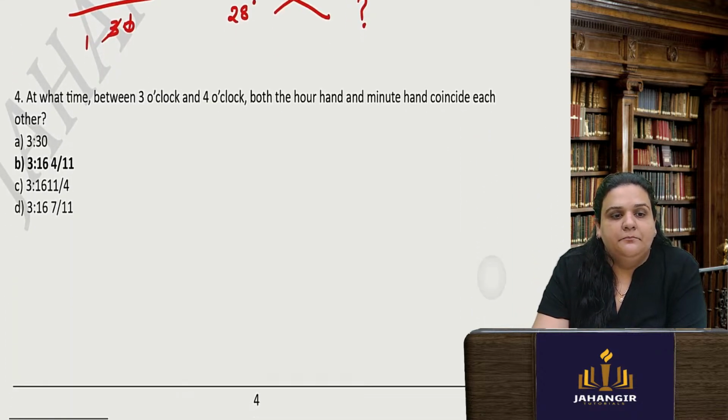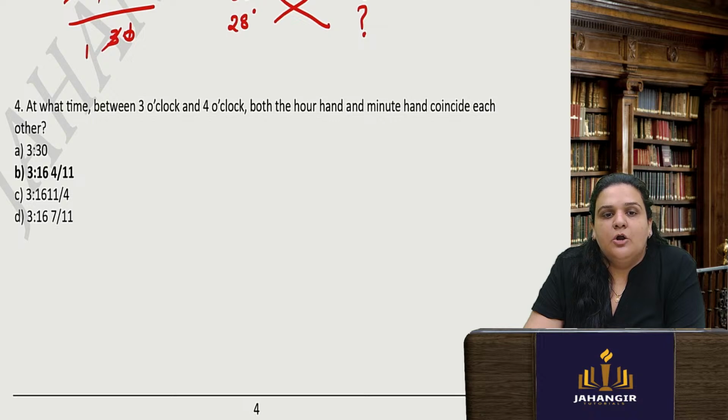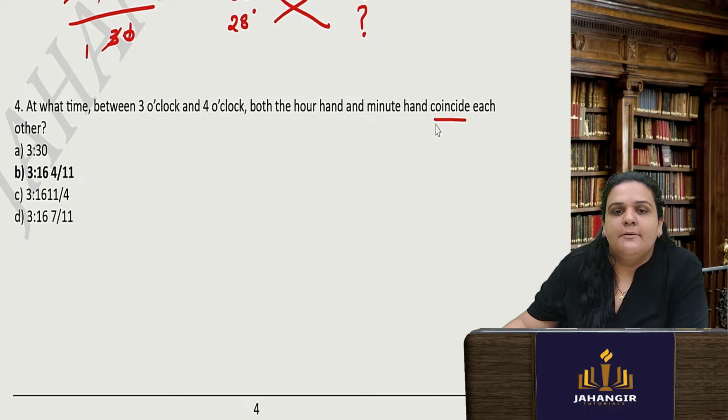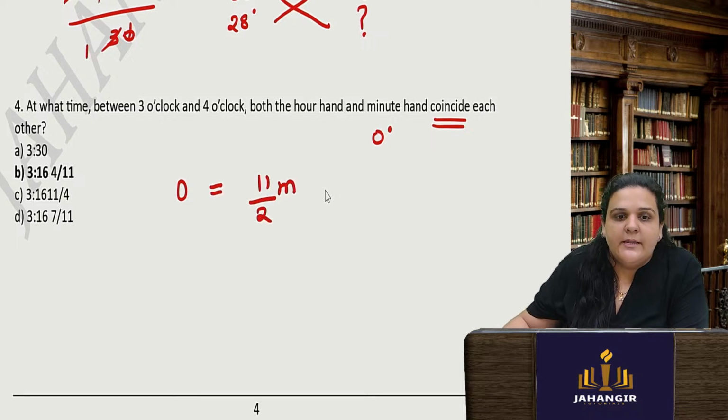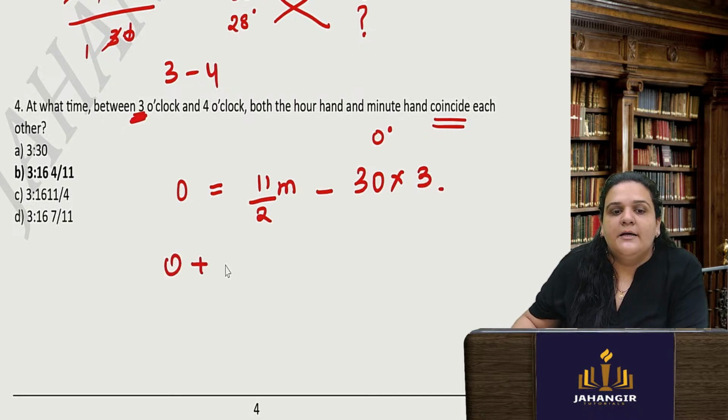Next question. At what time between 3 and 4 o'clock will the hour hand and minute hand coincide with each other? Coincide means they will have 0 degrees as the angle. So when we put the equation, 0 will be equal to 11 upon 2 times the minutes, which we don't know, minus 30 times the hour. Between 3 and 4 they are asking, so you take the hour as 3. So now you will do 0 plus 90.